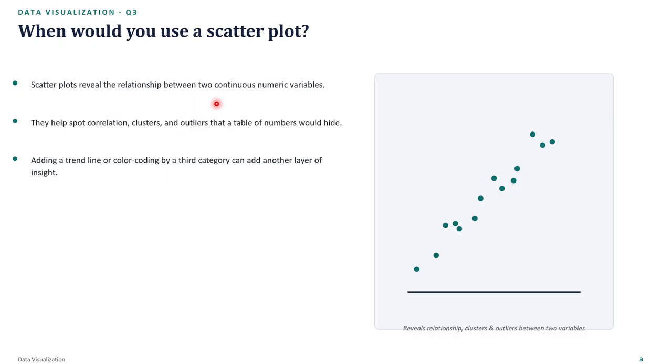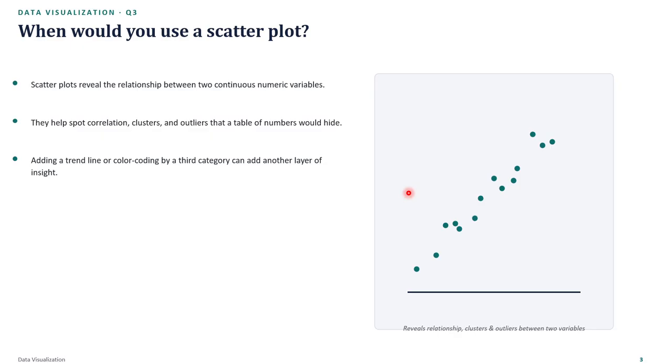When do we use a scatter plot? Scatter plot is used when we have two numerical variables, one towards the x and one towards the y. So let's say if we want to understand the relationship of height versus weight, and we want to see the correlation, if it is positively correlated or negatively correlated.